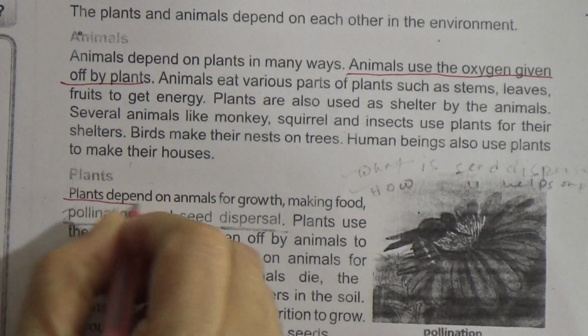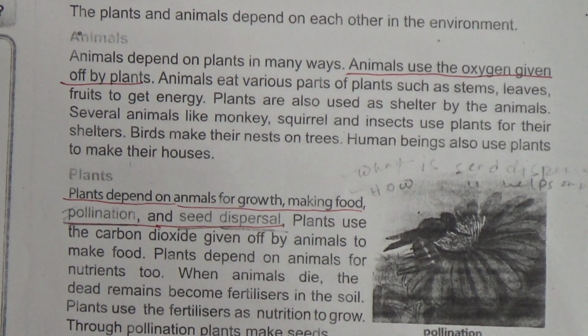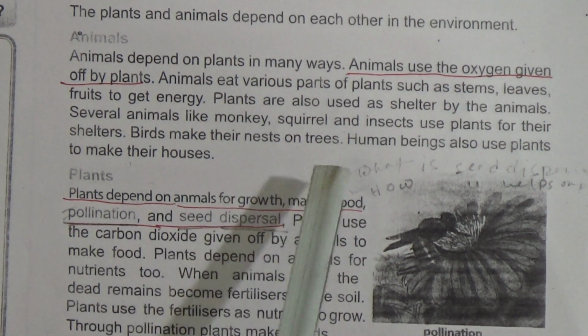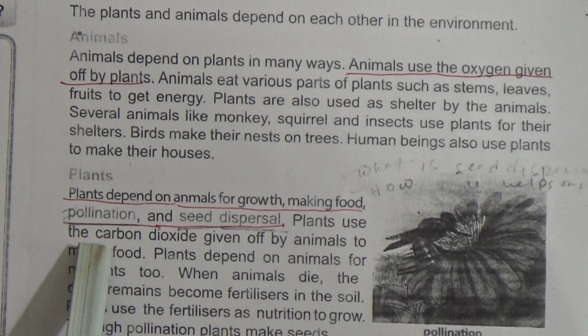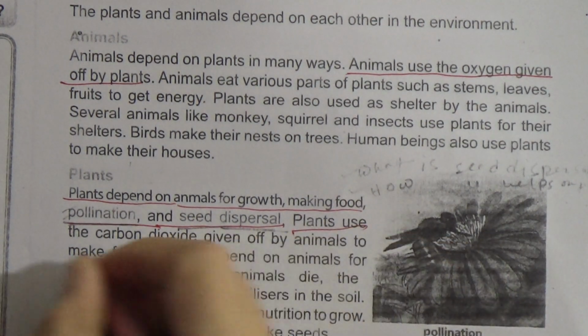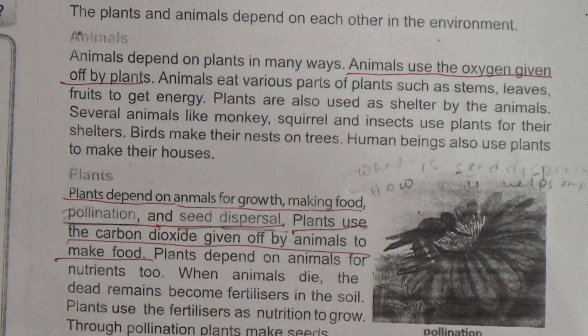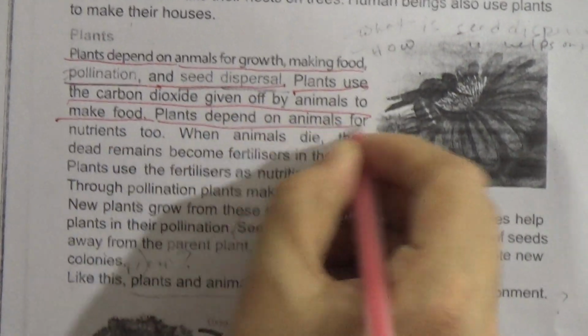My dear students, this first line is very important for fill in the blanks and question answer. Plants depend on animals for growth, making food, pollination and seed dispersal. Plants use the carbon dioxide given off by the animals to make food. Underline also this line. This is a short question answer. And plants depend on animals for nutrients too.